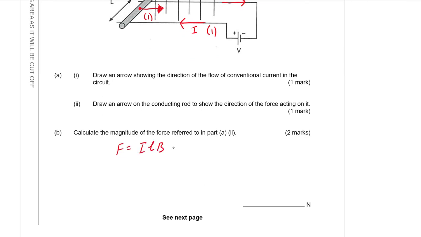ILB. Your current is going to be 1.5 amps. Your length is 30 centimeters, so 0.3 meters. And your magnetic field is 0.4 Tesla. So for that point there, you get yourself a mark. And then if you put that in your calculator, you should end up with 0.180 newtons, to 3 significant figures. Cool.